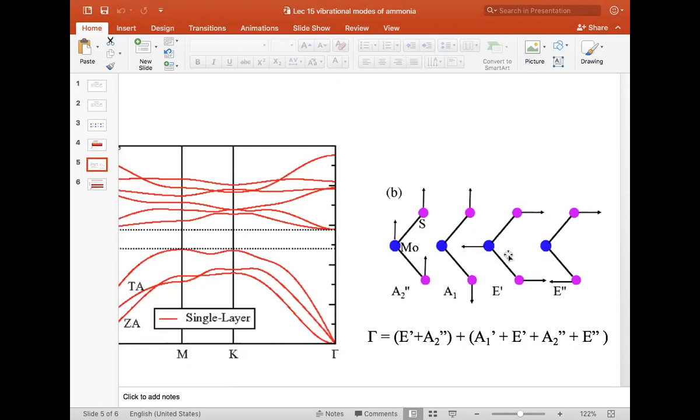I mean, there are some methodologies that you can use to deduce these normal mode vectors based on group theory. The group theory will help you to find the normal modes more efficiently.